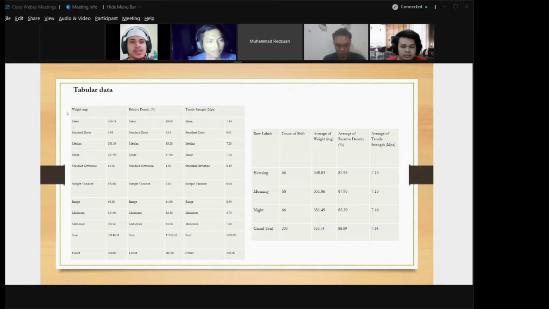Okay, this one is tabular data. As you all can see here, there are two tables. The first table tells us about weight, relative density, and tensile strength, followed by the data below. The next table tells us about row labels, count of shift, average of weight, average of relative density, and average of tensile strength.